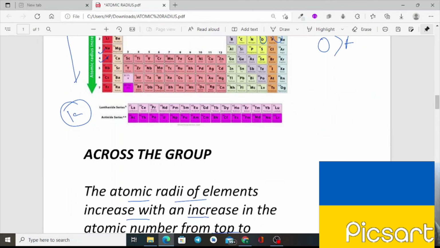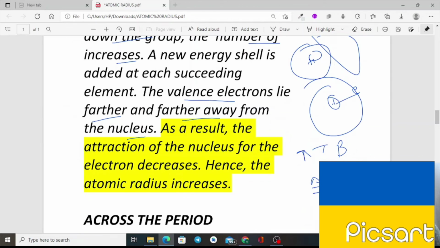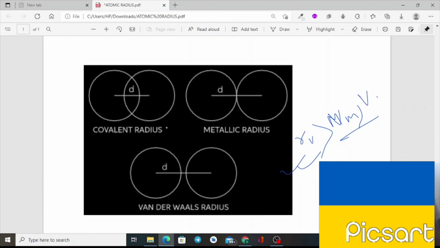Moving forward, we have seen the three types of radius: covalent, metallic, and van der Waals radius. We have seen that van der Waals will be the larger radius and covalent will be the smaller radius, because in case of van der Waals there is very weak interaction, but in case of covalent we have overlapping. Lastly, I explained this trend, this comparison between the three different radii, by a diagram, as you can see here.